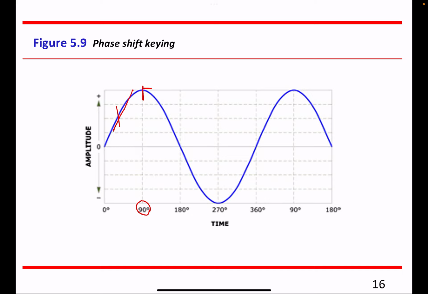Similar to that, if the signal starts from this point, then this signal, that is the right side of the figure, will have a phase of 180 degree. So from the starting point of an analog signal we can identify the phase of a signal. So in phase shift keying, we basically change this starting point of an analog signal, or change the phase of an analog signal, to identify different bits, right?